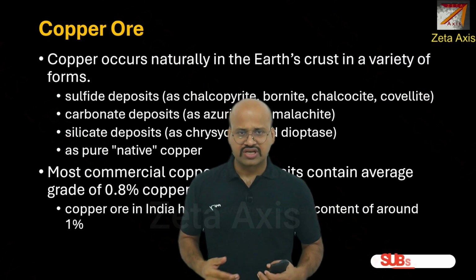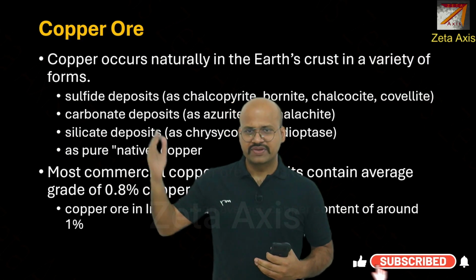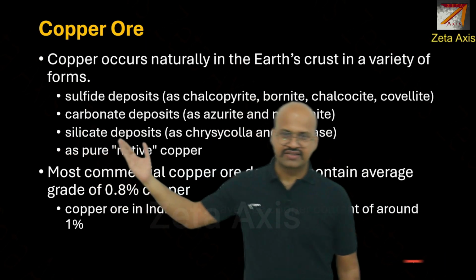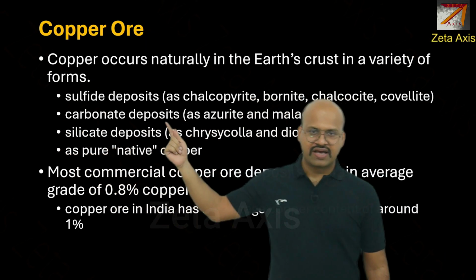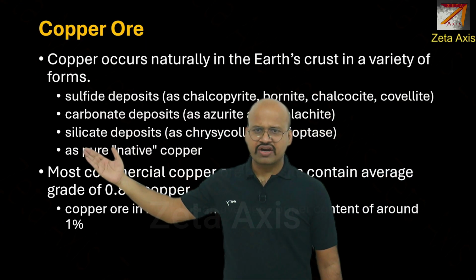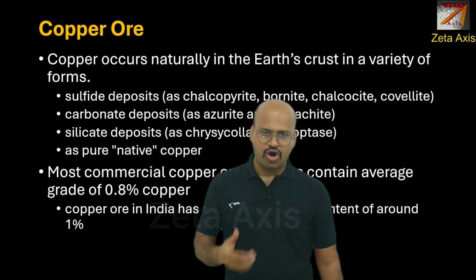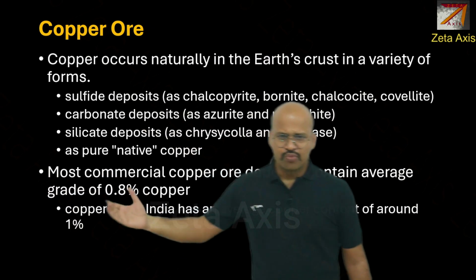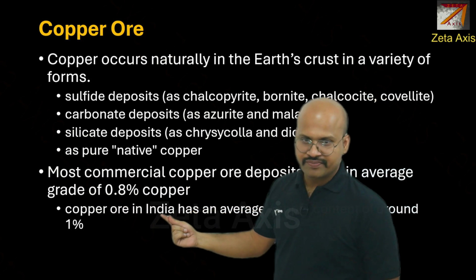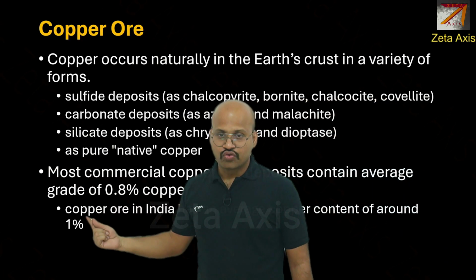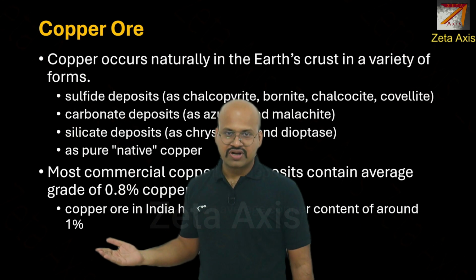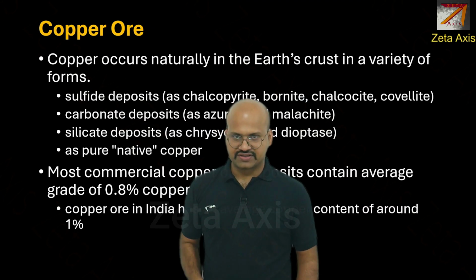Copper occurs naturally in Earth's crust in a variety of forms. It could be in sulfide deposits, in carbonate deposits, that is, copper associated with carbon, in silicate deposits, or in the form of pure copper. Now, most commercial copper ore across the globe has 0.8% copper, but Indian copper ore has 1% copper content. So we can see that our copper ore is better than the global average.